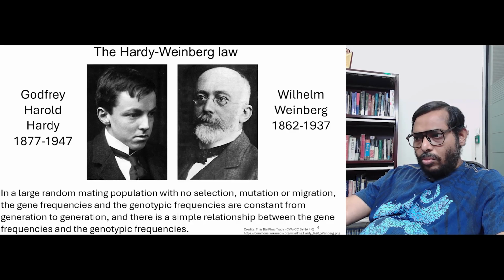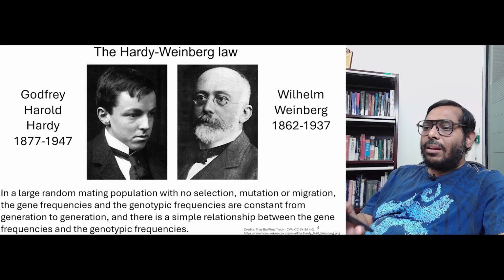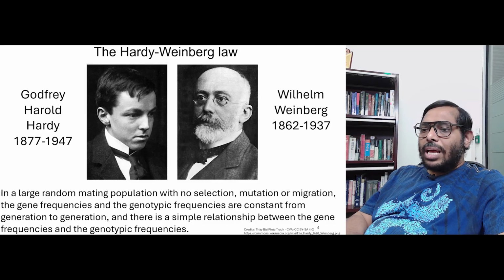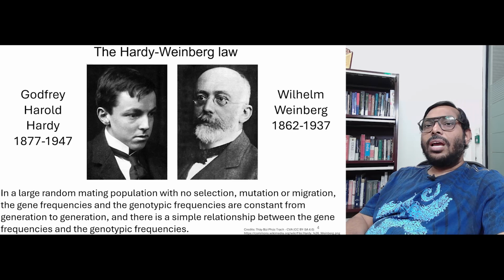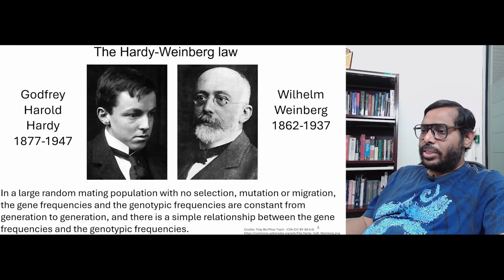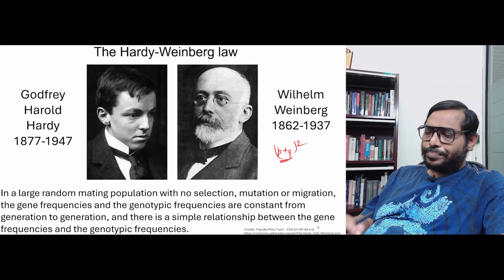Whatever we discussed till now, we can summarize in the form of the statement: in a large random mating population with no selection, mutation or migration, the gene frequencies and the genotypic frequencies are constant from generation to generation, they do not change, and there is a simple relationship between the gene frequencies and the genotypic frequencies, which, as I showed you in the 1 locus 2 allele case, is given as this. In other words, the ratios of the various genotypes are the terms of this particular expansion.